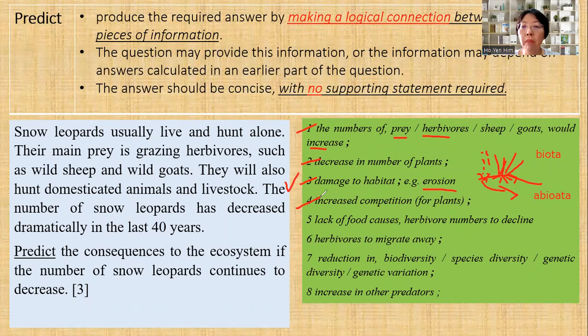Then increase in competition for plants. That means now the herbivores don't get enough food, so they compete with each other for the very limited food source now. So then when they cannot get enough food, the herbivore number will decline. And then they start to migrate away from this place because they cannot get enough food.